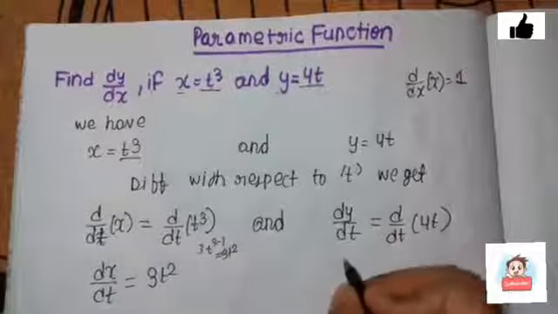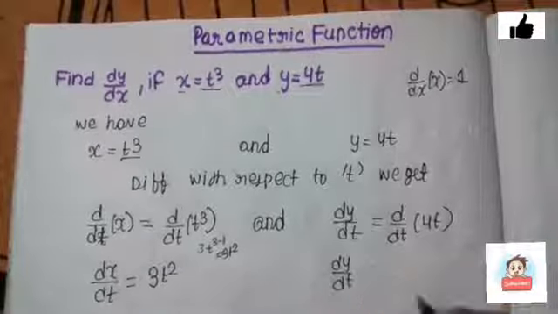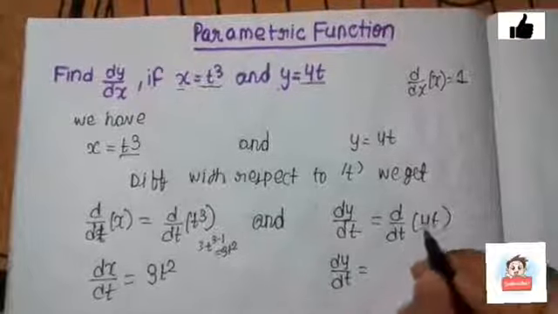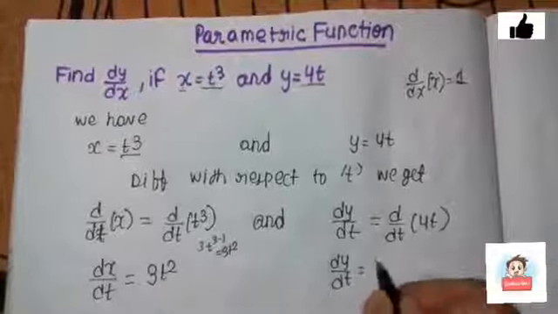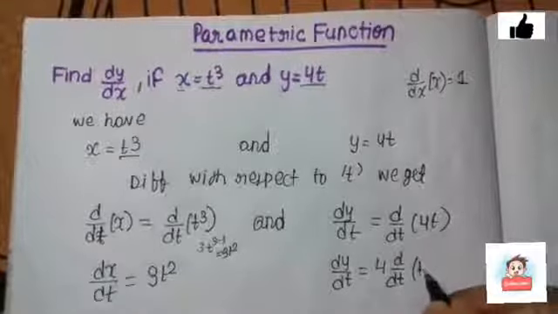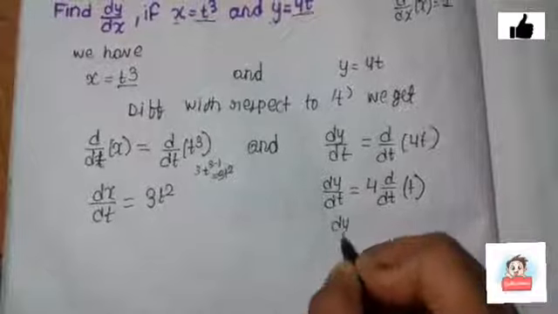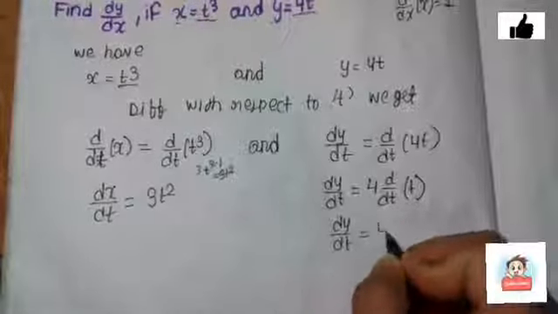Now we will find how dy by dt comes. It will be 4 times d by dt of t. When we differentiate t, it's 1. So dy by dt equals 4.